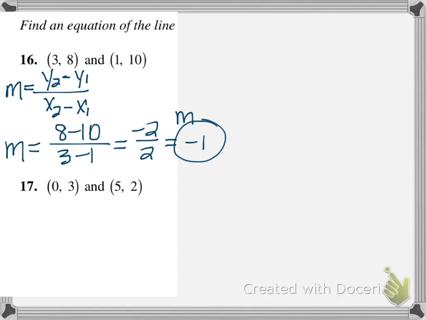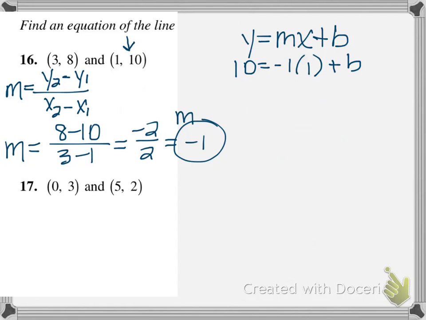Now I can find my b the same way that I found it in the last problem. I actually have more information than I need. I just need one ordered pair to plug in. So remember our form. I'm going to pick one of my points. I'll pick (1, 10). I can use either one, but I'll just pick this one. So 10 equals negative 1 times my x, which is 1, plus b.